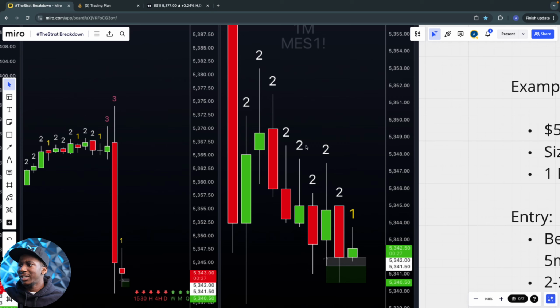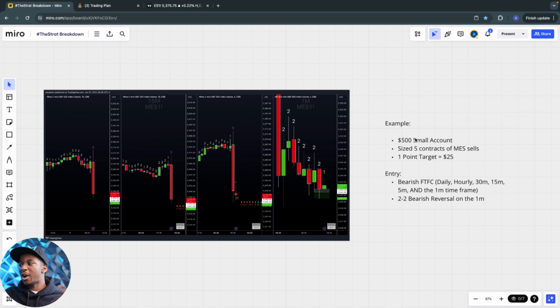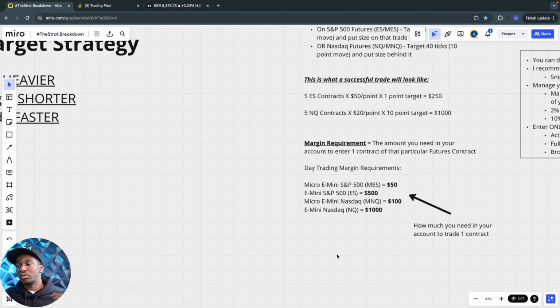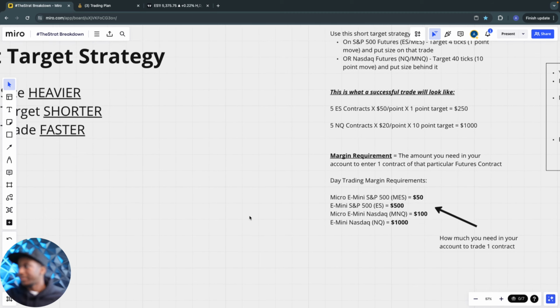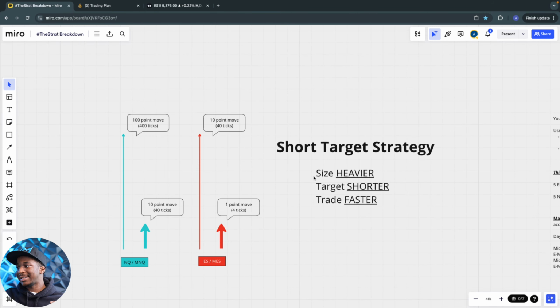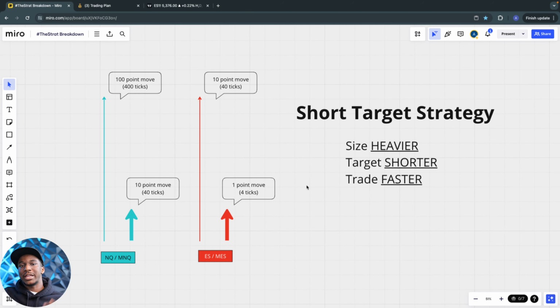So, again, I hope I broke this down really well. Again, if you have a small account, big account, doesn't matter. Again, manage your risk, have a high probability setup, and just go for, again, on ES, 4 ticks, 1 point. On NQ, go for 10 points, go for 40 ticks, right? Just do a short target. Again, manage your risk on these trades. Size heavier, target shorter, trade faster, and you'll be able to get quicker wins in the market, and you'll just be able to perform overall better.